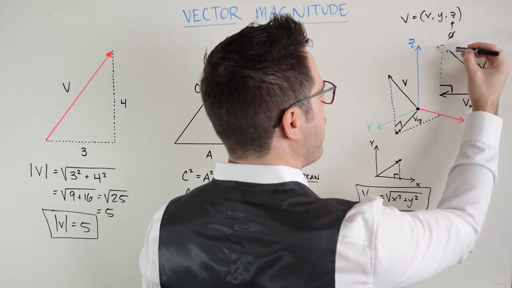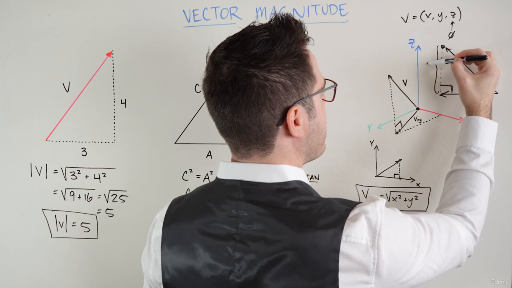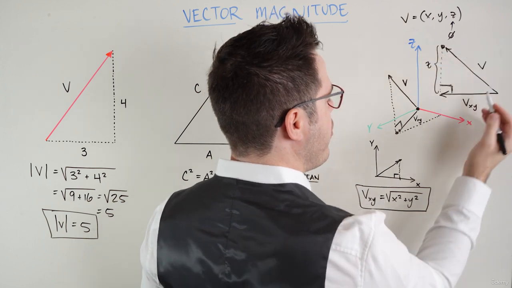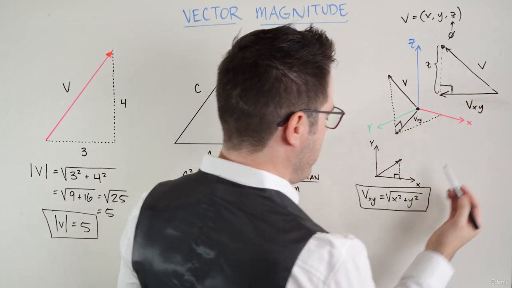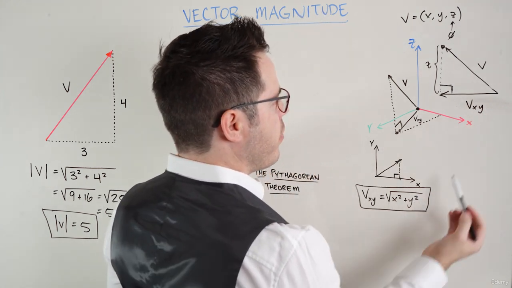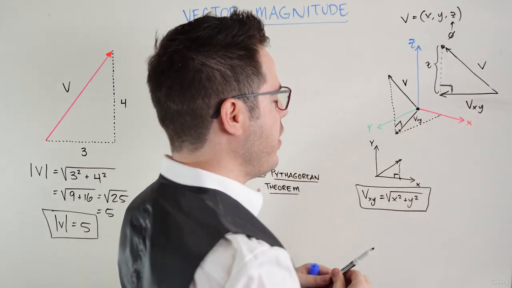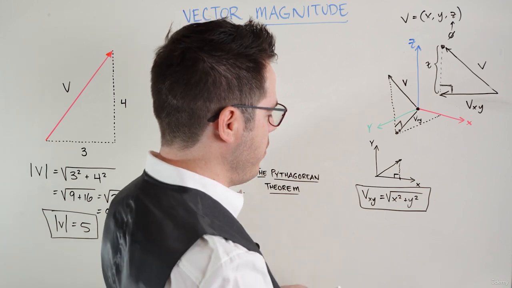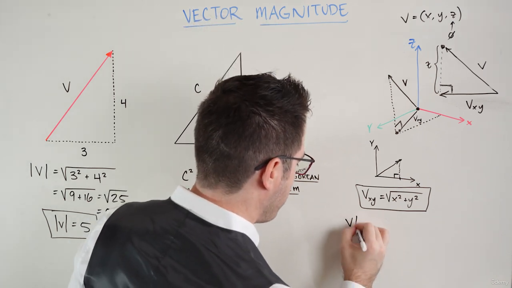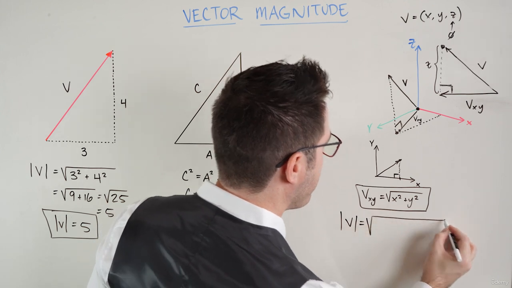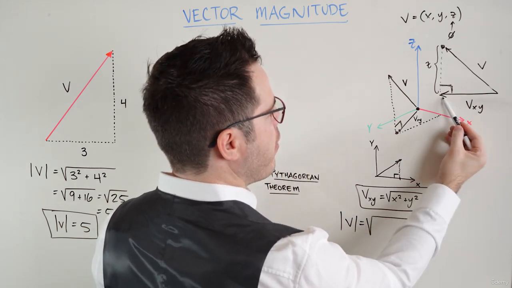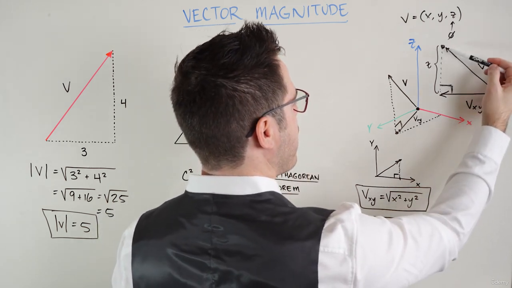We know the length of the dotted line here, it's simply z. And we know the length of this vector, it's v sub xy. It's the square root of x squared plus y squared. So let's calculate the magnitude of vector v with the quantities that we know. Vector v's magnitude is equal to the square root of this length squared plus this length squared.